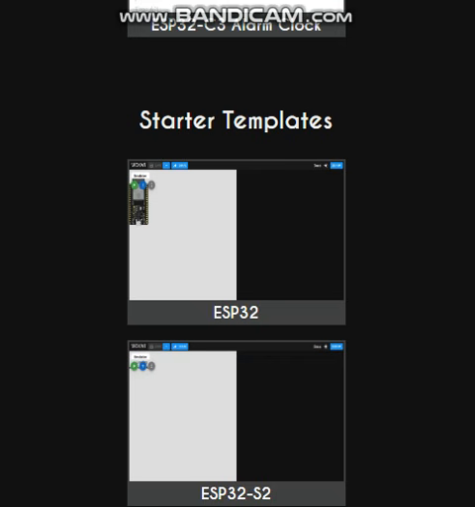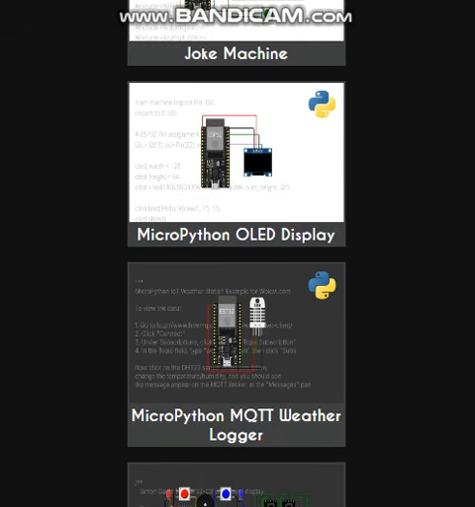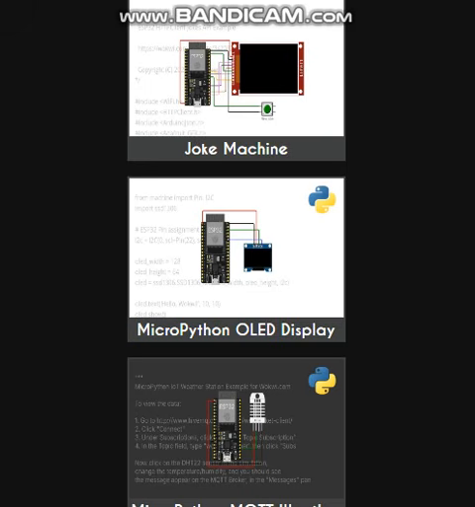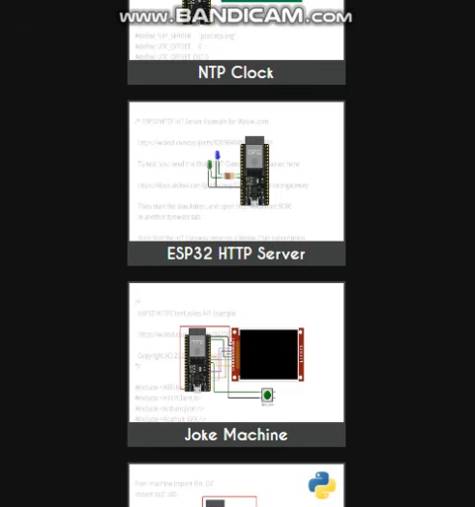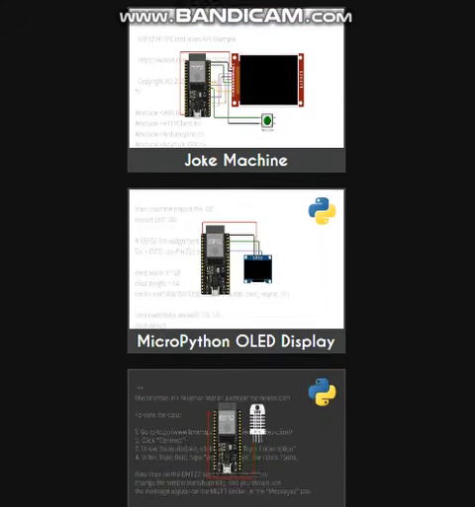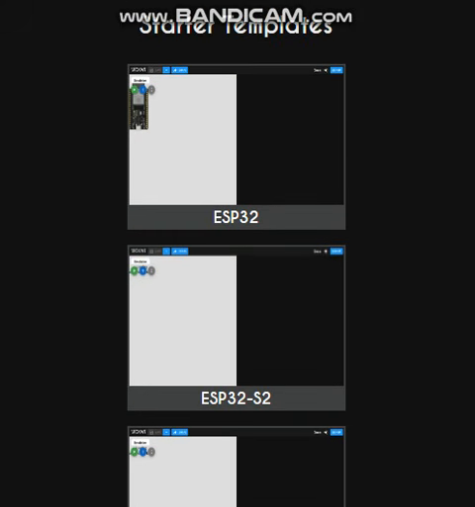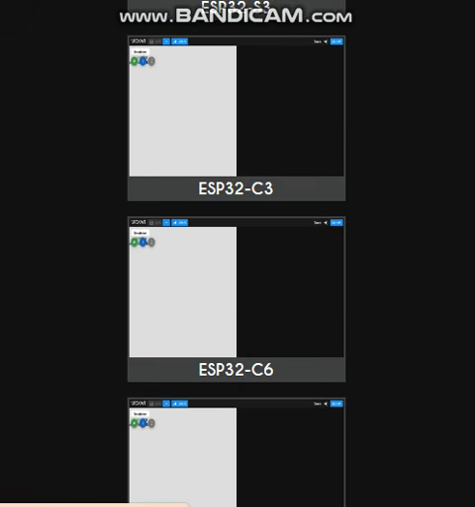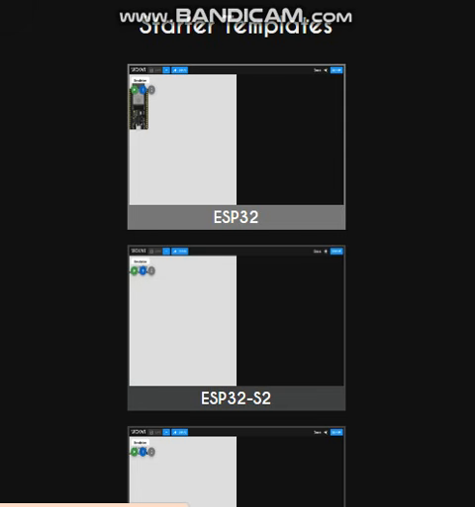If you go inside this page, you can find many options available. For example, you can use MicroPython, and you can make an OLED display work. Then an ESP based HTTP server example is available. Then Wi-Fi scanning, many new projects are available. I will start with the starter template. I will select the ESP32, that simple template alone.